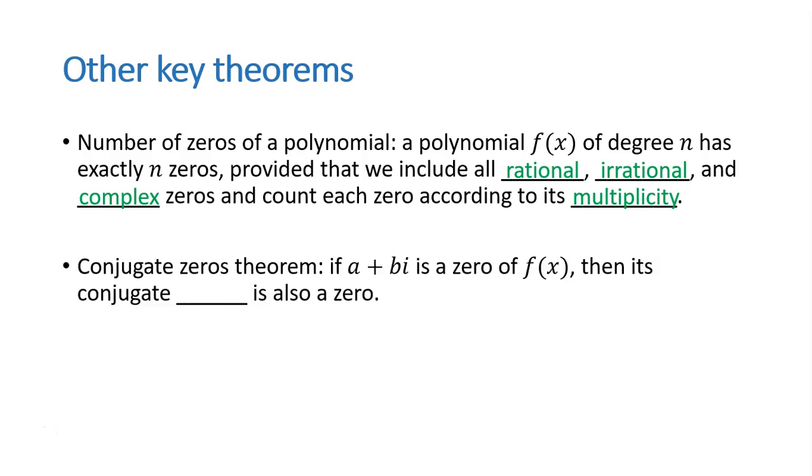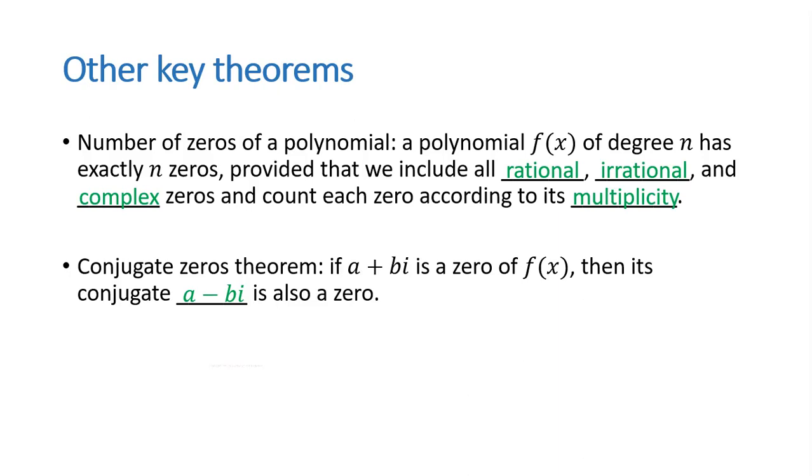Another helpful theorem is called the conjugate zeros theorem, and this relates to complex zeros if we find any complex zeros. So if a plus bi, that's just the generic form for some complex number, is a 0 of our function, then its complex conjugate, which is a minus bi, in other words, if we flip the sign for the second term, this is also going to be a 0.